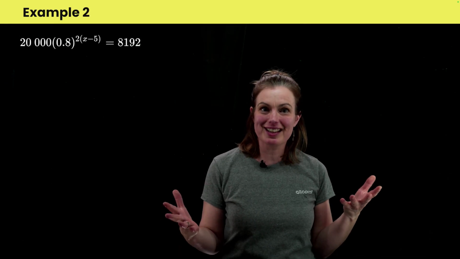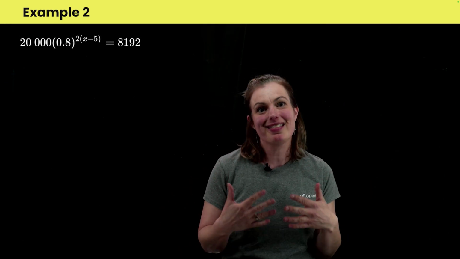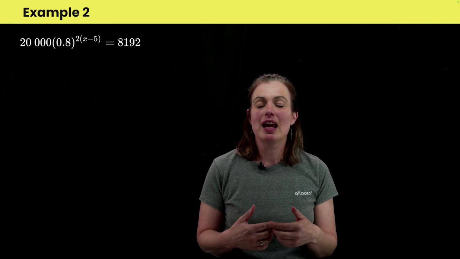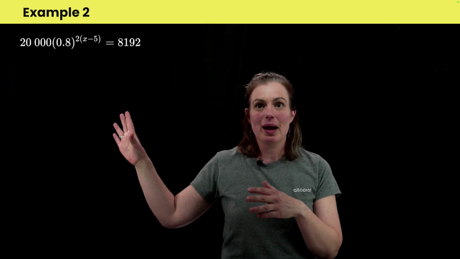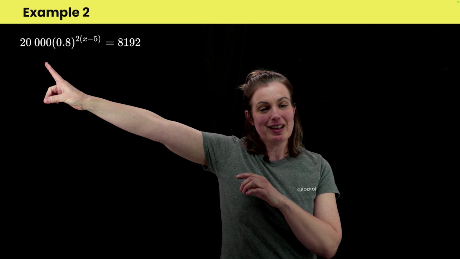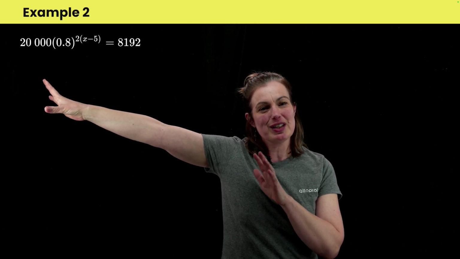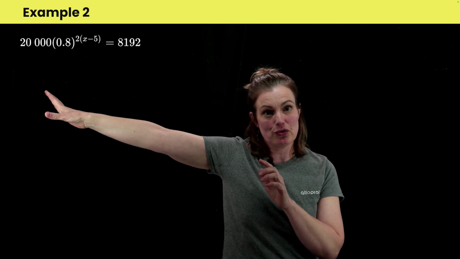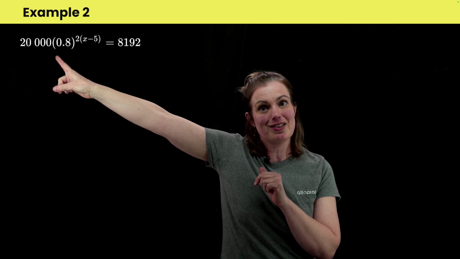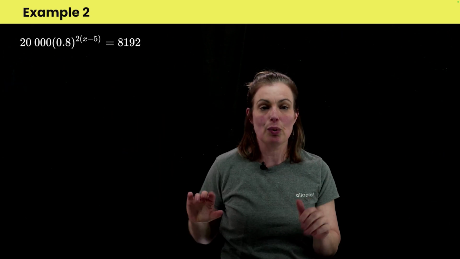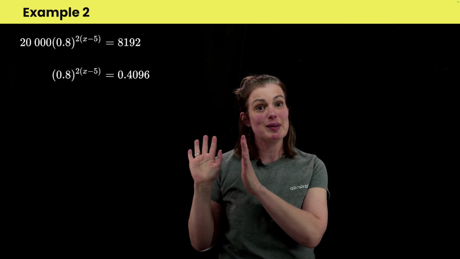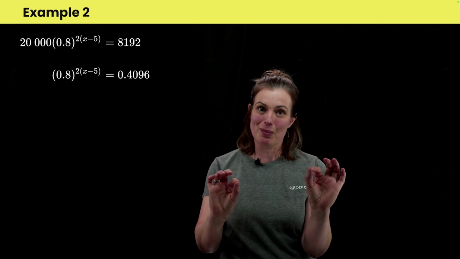So in our second example, we actually need to apply the laws of logarithms to solve this. You can see here that I've got this 20,000 out front, and my first step is really just to get this whole thing into exponential form. In order to do that, I'm going to start by dividing that 20,000 out of there. So both sides divided by 20,000 leaves me with the exponential form that I want.